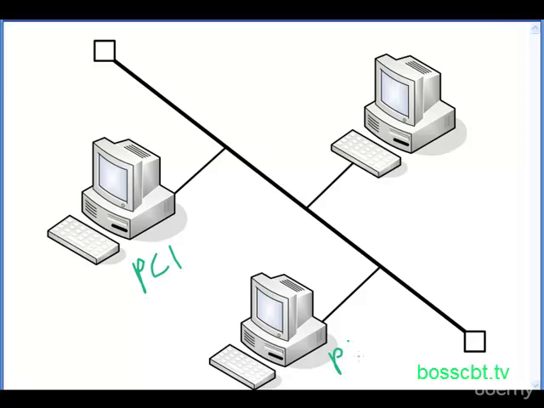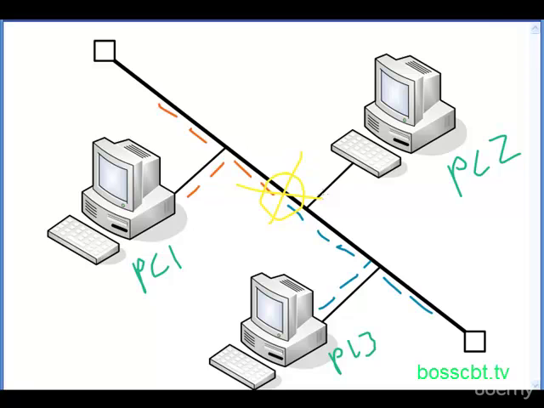PC1, PC3, and PC2. So PC1 sources a frame and hits the bus and starts to distribute along the bus. At the same time, PC3 sources a frame to PC2, and it reaches the bus and starts to get distributed. And what happens is the two frames are going to collide.